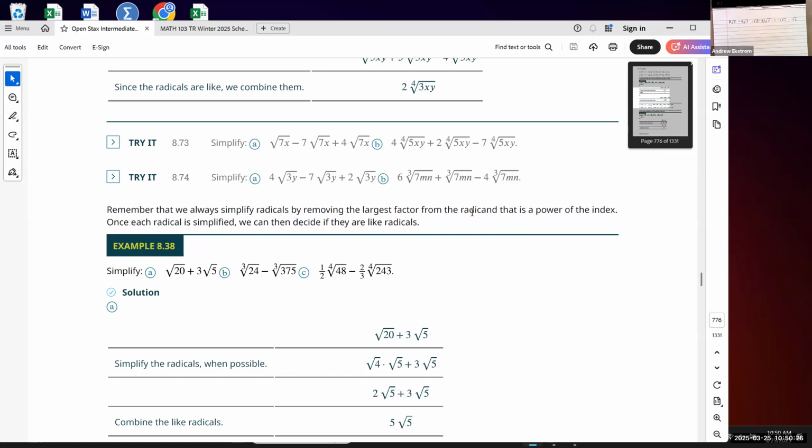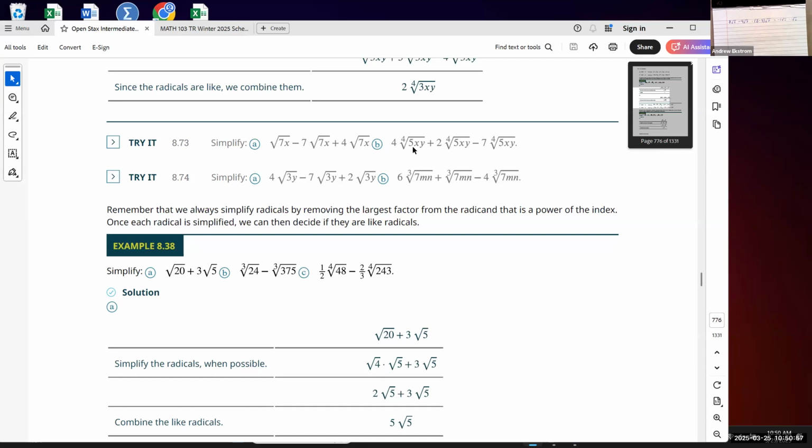Looking at a couple of these, same basic idea. Up front here, we have square root of 7x, square root of 7x, square root of 7x. We can pull the square root of 7x out from all of these. So this becomes 1 minus 7 plus 4. So 1 minus 7 is -6. -6 plus 4 is -2. -2 times the square root of 7x.